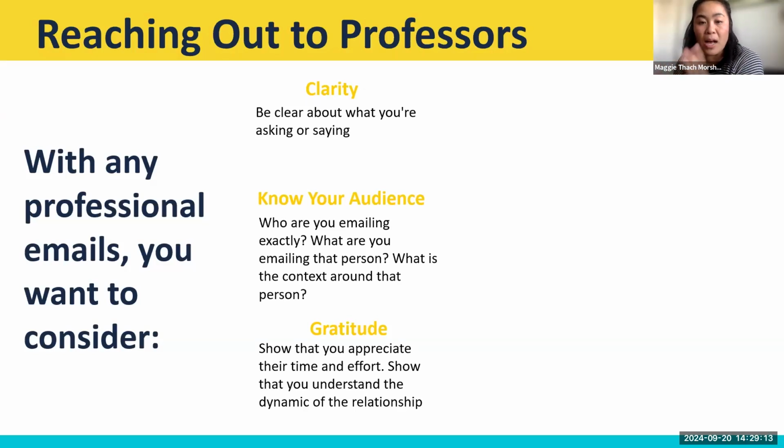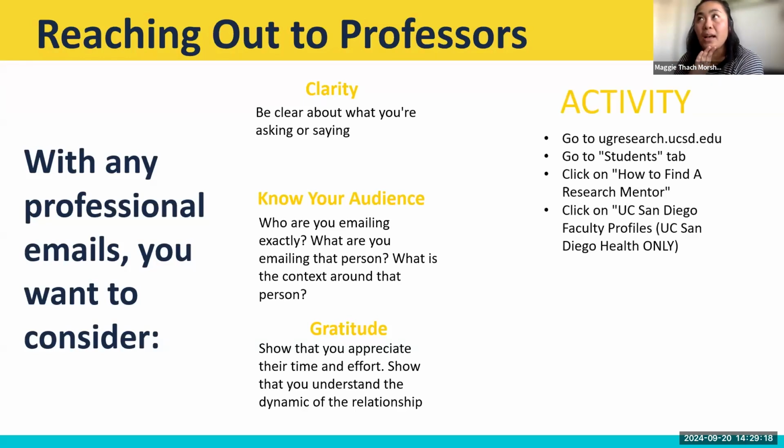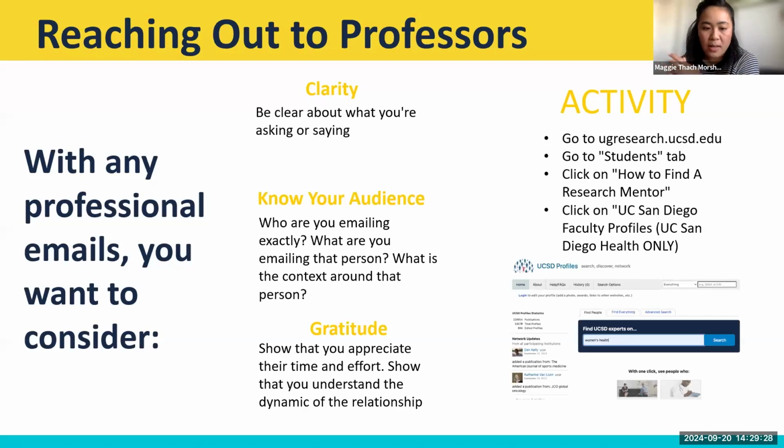So let me give you a couple more resources, right? So Julie showed you their website, the Undergrad Research Hub website. I also highly, highly suggest that you go on there. It has so much information there. So here's what I want you to do. You're gonna go to their website. You're gonna go to the Students tab, click on how to find a research mentor. So this will take you to this database, okay?